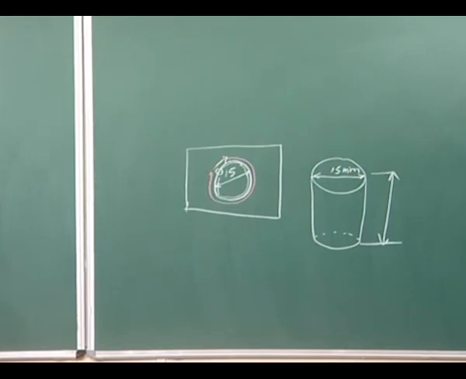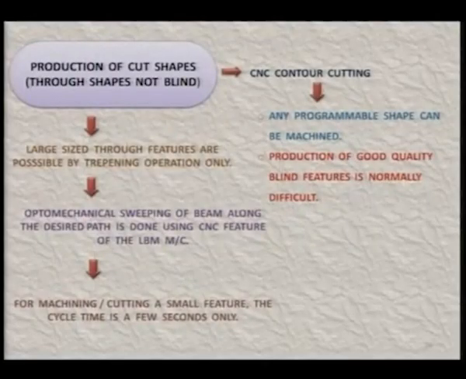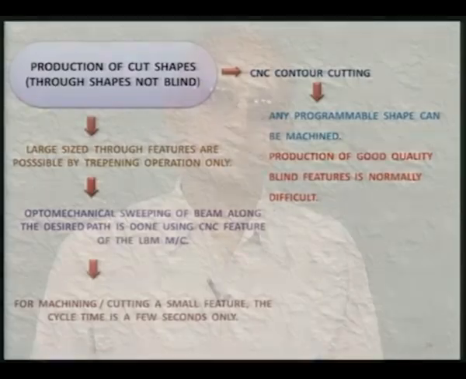For machining or cutting a small feature, the cycle time is a few seconds or even a fraction of a second, depending upon the thickness of the sheet and the size of the feature that is being machined with the help of the laser beam machining system.